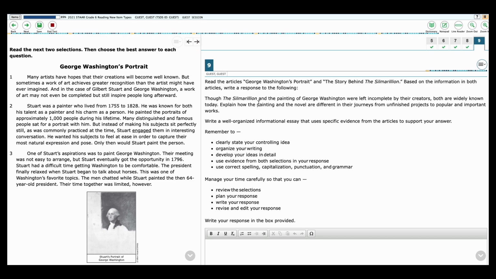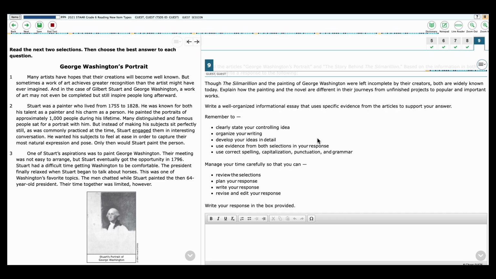Though the Silmarillion and the painting of George Washington were left incomplete by their creators, both are widely known today. Explain how the painting and the novel are different in their journey from unfinished project to popular and important works. Write a well-organized informational essay that uses specific evidence from the article to support your answer. Remember to clearly state your controlling idea, organize your writing, develop your ideas in detail, use evidence from both selections in your response, and use correct spelling, capitalization, punctuation, and grammar.